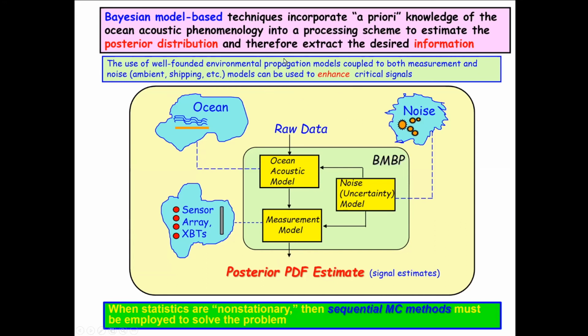Okay, so the Bayesian technique, we talked about this already, except now we're going to focus it on the ocean. The idea with the Bayesian approach is we get some model of the ocean one way or the other. In this case, it's going to be a normal mode model of the ocean. We have an array, and in this case, for me, it was a vertical array of sensors. And we have a measurement model. And then we also have noise and uncertainty, which you can model either by doing background noise measurements while you're aboard ship, or you can guess at it or assume it's Gaussian. That's the other thing you can do. So when the statistics are non-stationary, then sequential Monte Carlo methods must be employed to solve the problem. Again, we have the data, and then the output is the posterior.